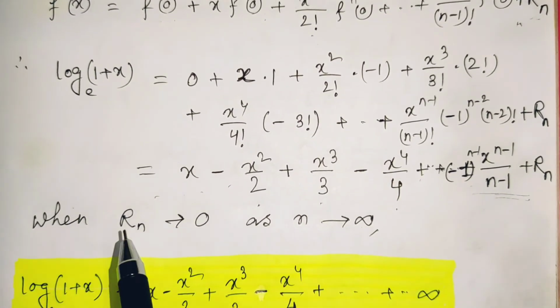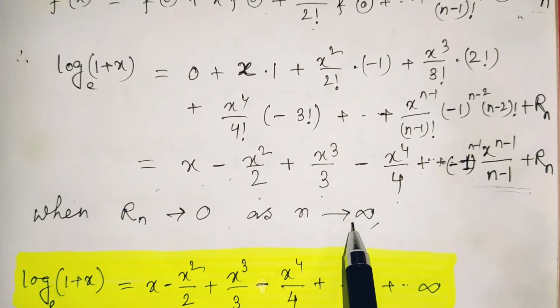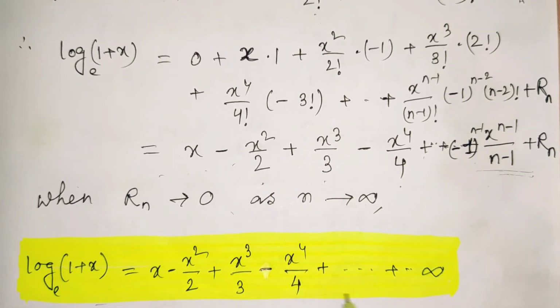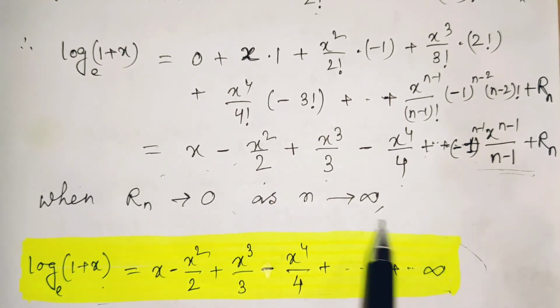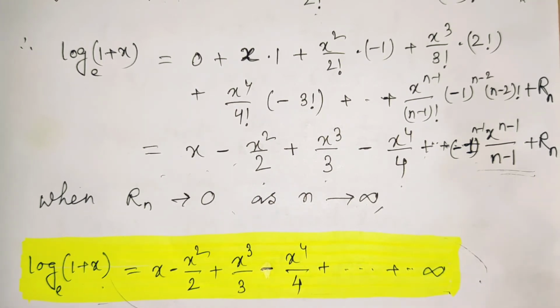And when Rn tends to 0 as n tends to infinity, we will find the infinite series for log 1 plus x. This one we also know as a formula, and here we prove it. So in this way we can expand the log series. Not only the log series, the exponential series and binomial series we can also do. So these two are the questions which I solved here for you.